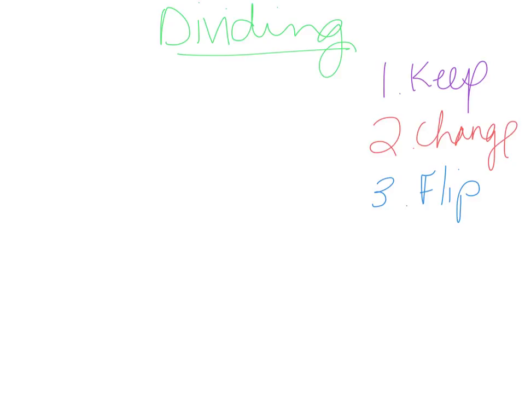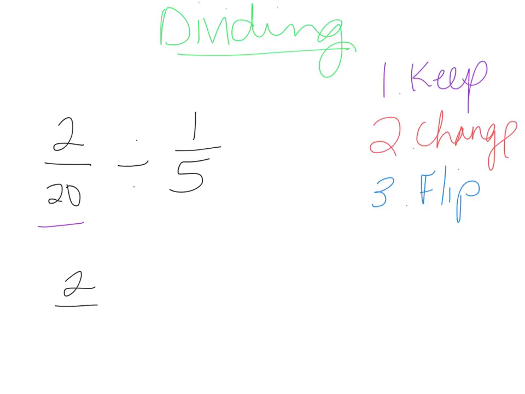Okay, let's do one more dividing fractions example. So we've got 2/20 divided by 1/5. Remember your rule when you're dividing fractions. The first part of your rule is to keep. You're looking at the first part of the problem, 2/20, and you're going to keep it as 2/20. The second part of the rule is change, and you're going to change that division symbol into a multiplication symbol. Then you're going to look at the third part of the rule, flip. You're going to look at the third part of the problem and flip that fraction.